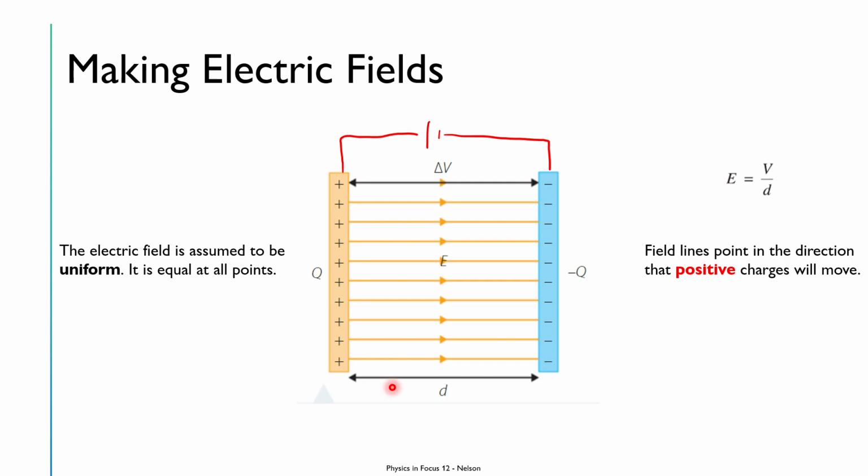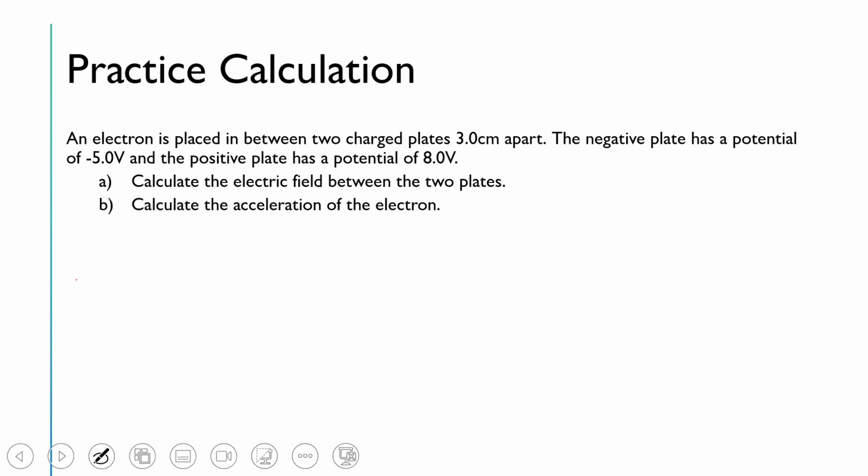Note too that the field lines always go from positive to negative. That's because they're pointing in the direction that a positive charge would move if it was placed inside the field. If you have a negatively charged object, its force and motion will go in the opposite direction. Let's have a go at applying some of these concepts now.